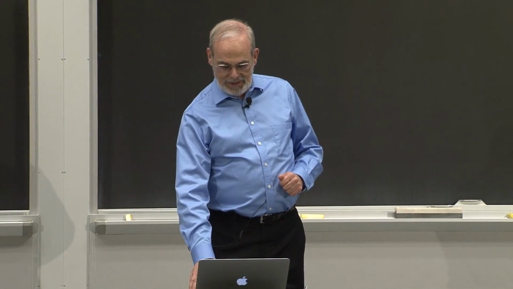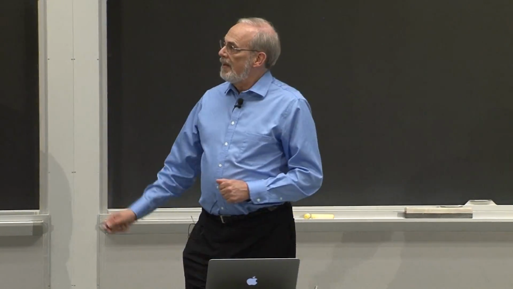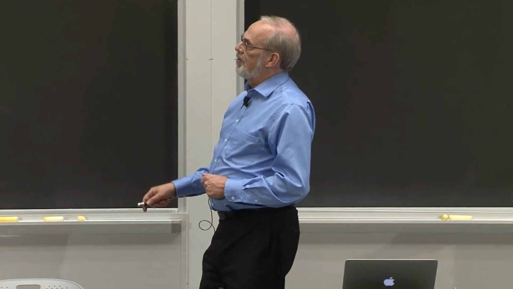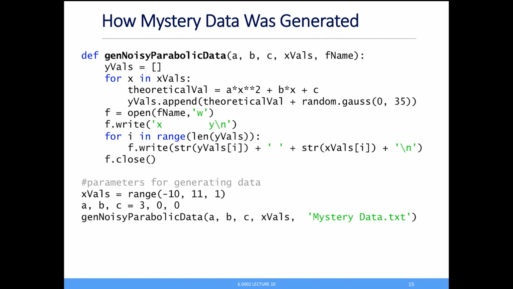So here's how I generated the data. I wrote a little function. Actually, I didn't. Professor Guttag did, but I borrowed it. That took in 3 parameters, a, b, and c, ax squared plus bx plus c. I gave it a set of x values. Those are the independent measurements, the things along the horizontal axis. And notice what I did. I generated values given an a, b, and c for that equation, and then I added in some noise.